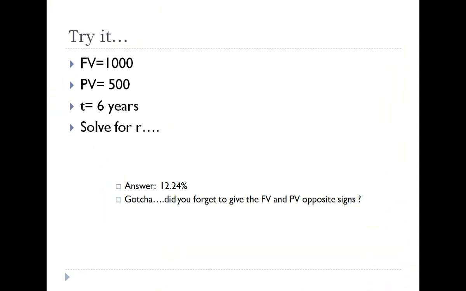So why don't you go ahead and try one. Here's an example for you. You'll notice that the number of years is different. So we're going to go from $500 in present value to $1,000 in future value, but it's going to happen 6 years from now. And go ahead and give it a try. The answer is at the bottom, and feel free to pause.